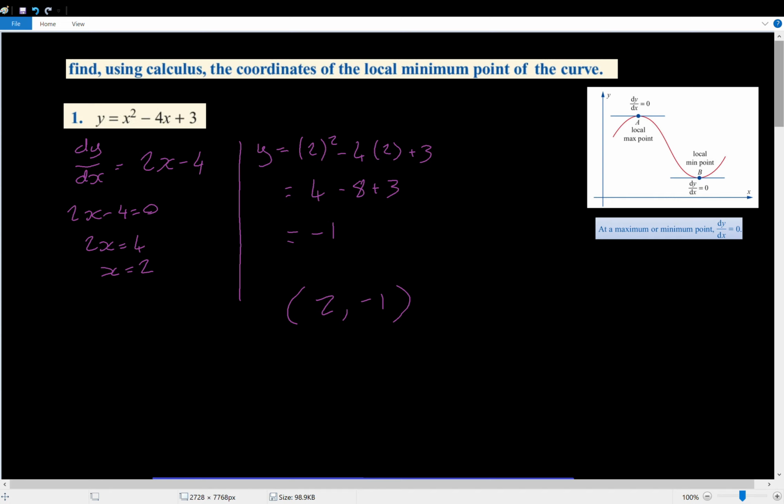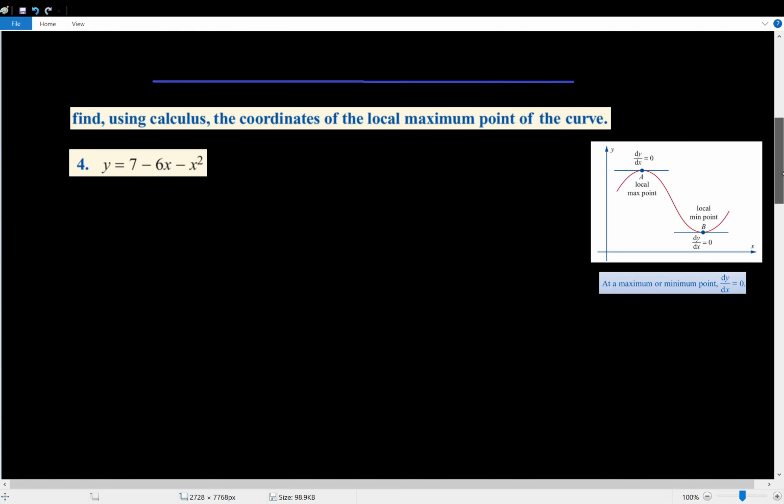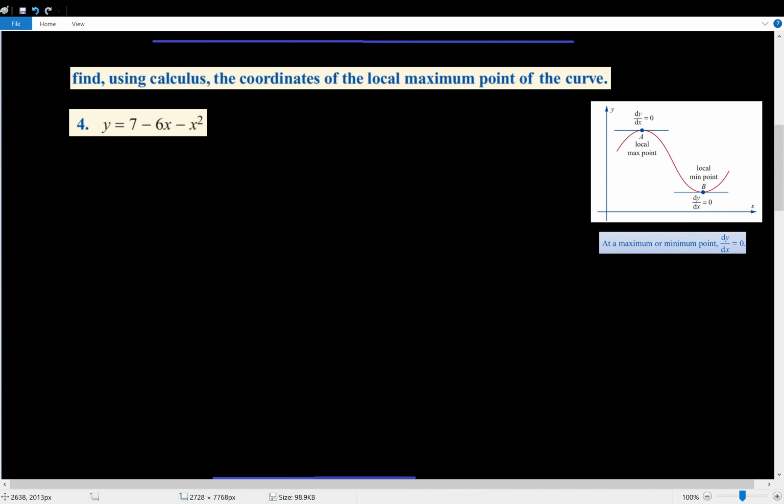And let's look at question 4. In question 4, we're asked to find the coordinates of the local maximum point of a curve. It's a similar reasoning and process, only this time we're looking at the highest the graph is going to obtain instead of the lowest the graph is going to obtain. So we'll get dy dx to start with.